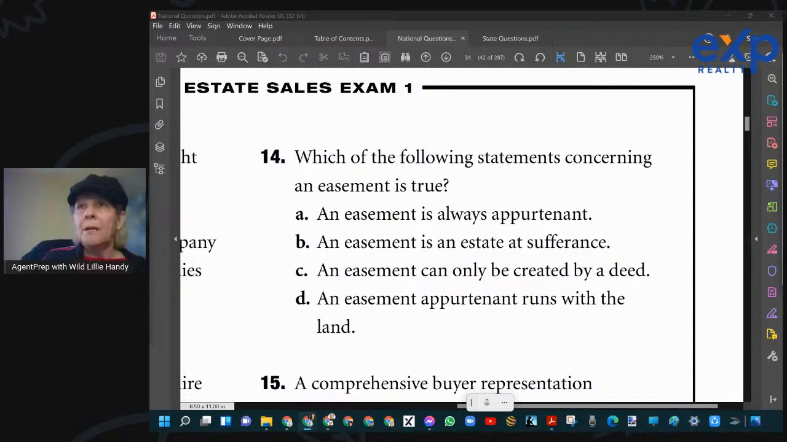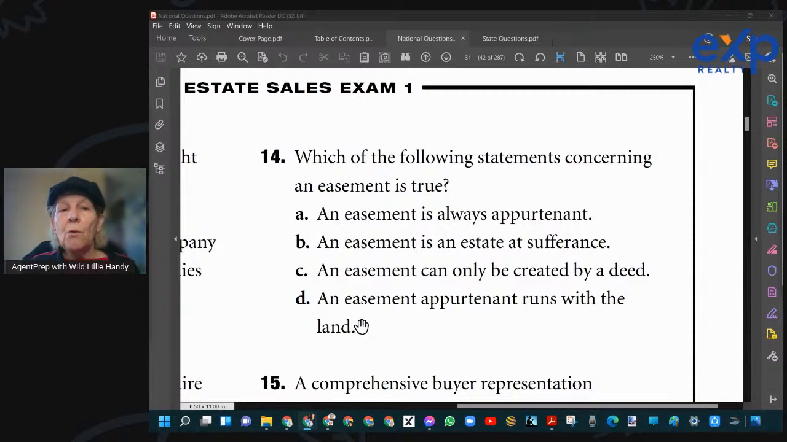All right, so again, these are national questions, so anybody throughout the United States, these apply to you. Number 14. We're going to do 12 or 13 national questions, then we'll go into another 12 or 13 state. So we have a total of 25 questions.